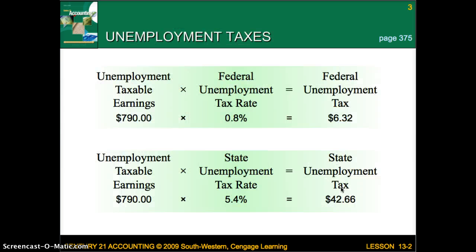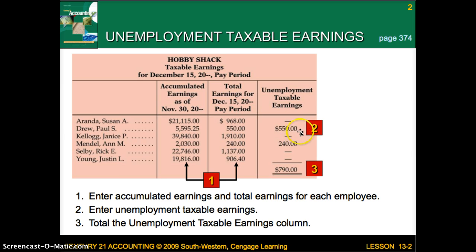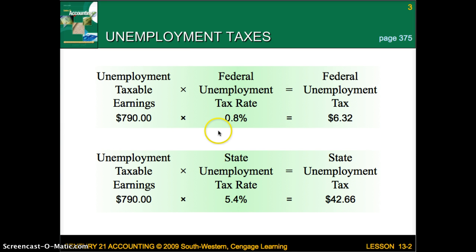Okay, what we're going to do is take the taxable earnings, so whatever amount can be taxed, you would find that here. This is the taxable earnings. You will take it times that percentage rate, and this is the amount of tax that the employer will pay. Your state rate, remember we talked about, was 5.4%. Your federal rate is 0.8%, so you need to make sure that you know those different rates for federal and state. Those are found on page 375 of your book.